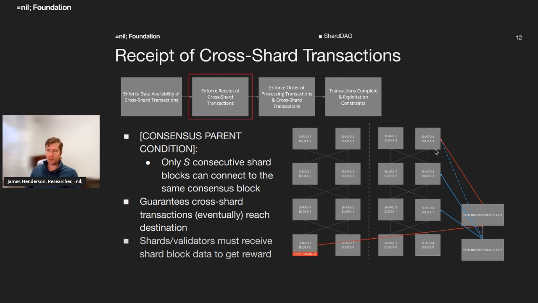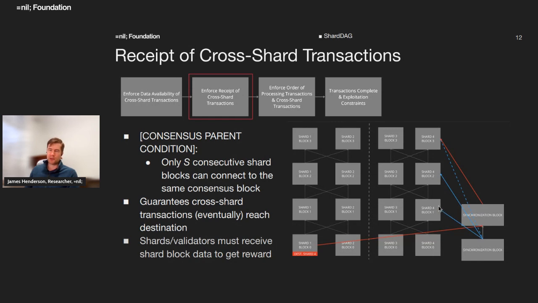acknowledge cross-shard transactions. And so if you imagine that, let's say shard 4 was really malicious, and for some reason it just didn't want to process this red cross-shard transaction, what it would have to do would be to set up a situation like we've got shown here, where it only links to some other shard blocks that don't include that. But also it would have to choose hashes to synchronization blocks that don't have this red block here in its subgraph. So like in these solid blue arrows here.